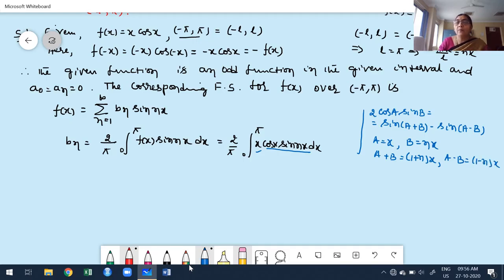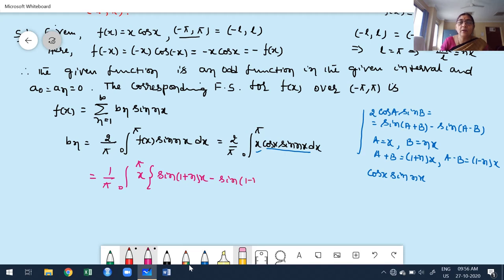Therefore, now what we get from this formula, from cos x into sin nx, you know that. Now I'm going to write it directly here because you know how to simplify. You have to take it inside the bracket. We get 1 by pi, integral from 0 to pi, x into sine of (a plus b). What is sine of a plus b? Sine of (1 plus n) into x, minus sine of (a minus b), (1 minus n) into x, with respect to x.